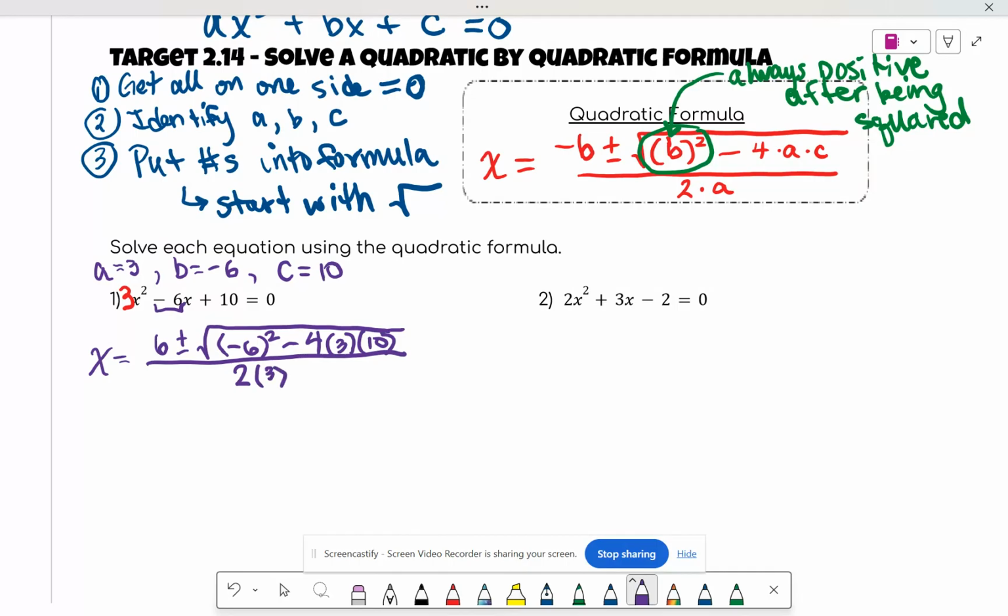And that all over is really important because the whole thing is divided by the 2 times 3, not just the square root. All right, so then I have 6 plus or minus, and now I'm going to tackle this part. So negative 6 squared is negative 6 times negative 6, so positive 36. And then 4 times 3 times 10, 4 times 3 is 12, times 10 is 120. And then 2 times 3 is 6.